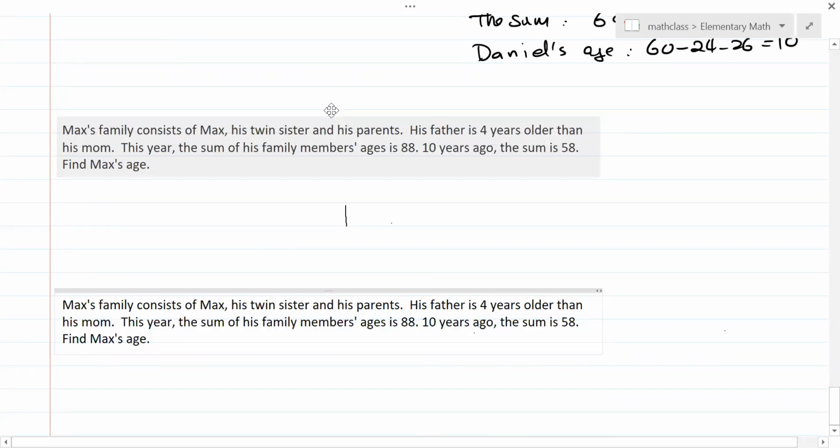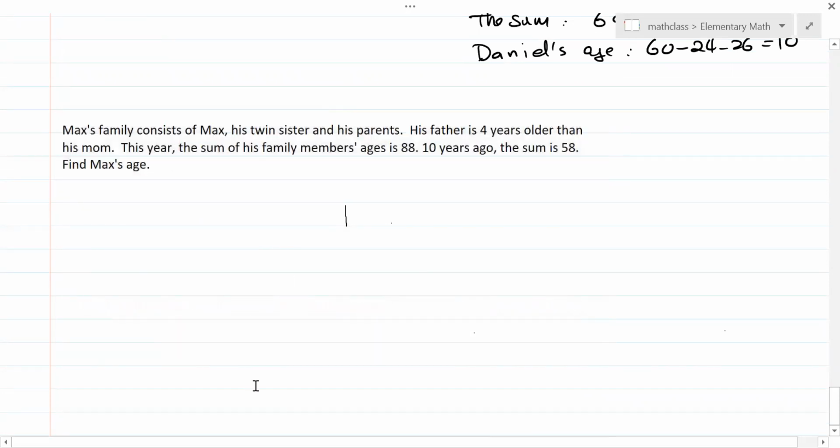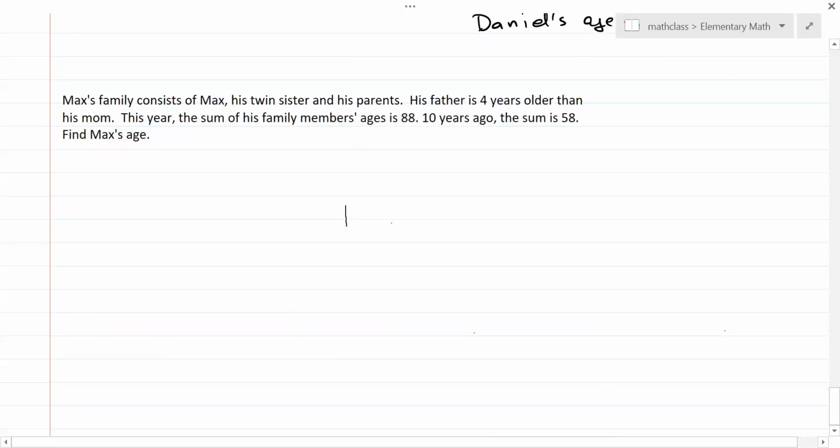And this is pretty similar. Okay, let me repeat again. Maxwell's family consists of Max, his twin sister, and his parents. Now, 4 members here. His father is 4 years older than his mom. And this year, the sum of the family members' ages is 88. But 10 years ago, the sum is 58. Find Max's age.